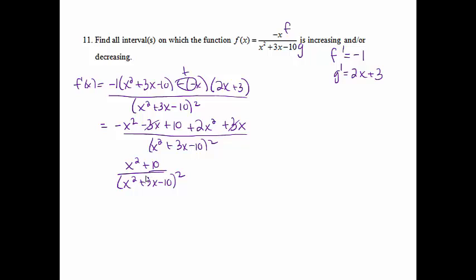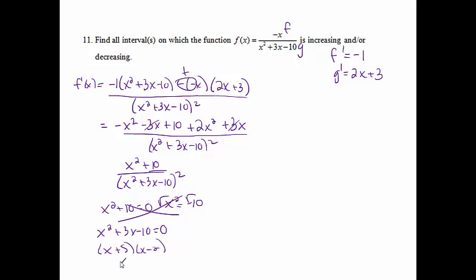Okay, to get the critical numbers, we're going to set the numerator equal to 0 and the denominator equal to 0. Okay, the numerator will never equal 0 because if I subtract 10, I'll get the square root of -10. I can't square root a negative number, so no critical number from that one. This one will factor as x plus 5 times x minus 2. So my critical numbers will be x equals -5 and x equals 2.